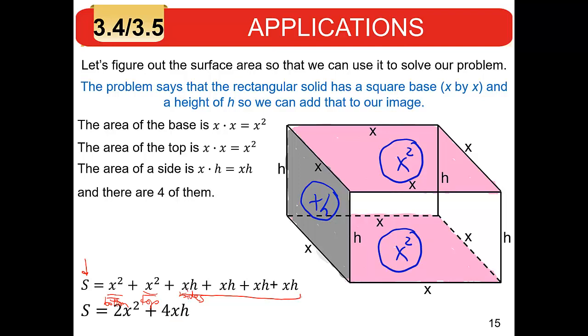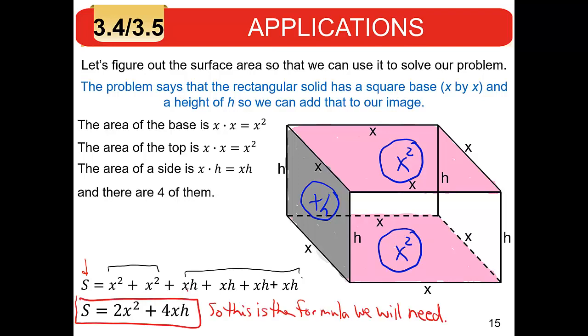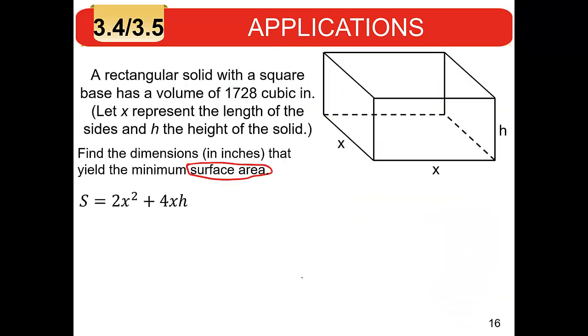So the surface area formula, let me clear off some of my scratch work here. The surface area formula: there are 2 x squares and there are 4 xh's. So the surface area formula is 2x squared plus 4xh. So that's what I'm trying to minimize. So now that I've got the surface area formula, I can go back to the original problem and write down the formula. That's what I'm trying to minimize. Minimize surface area.